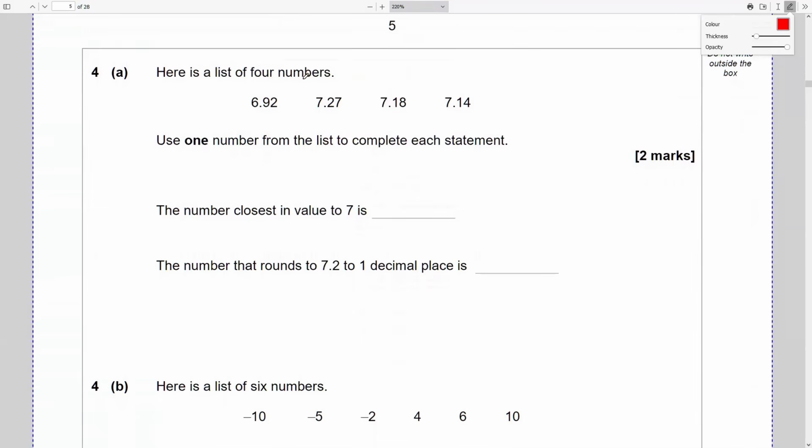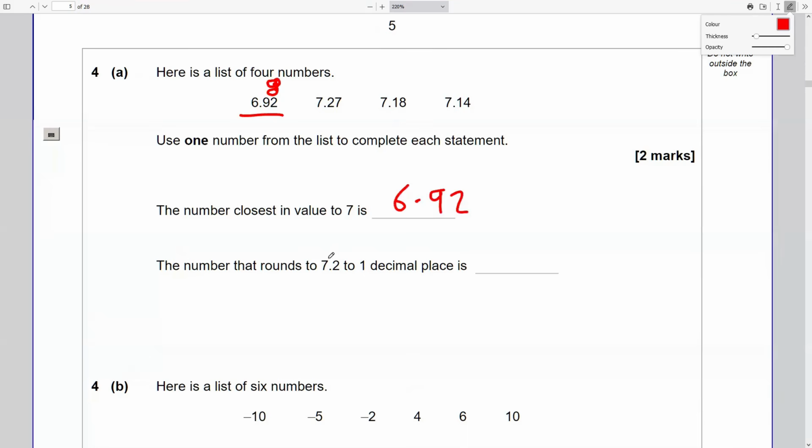4A. Here's a list of 4 numbers: 6.92, 7.27, 7.18, and 7.14. Use one number from the list to complete each statement. Okay. The number closest in value to 7. Well, that's 8/100ths less. This is 27/100ths above. This is 18/100ths above, and that's 14/100ths above. So this is the one. It's only another 8/100ths needed. And it's 2 marks. So, 6.92.